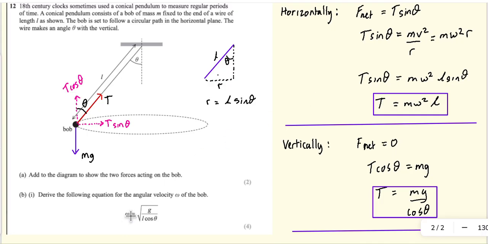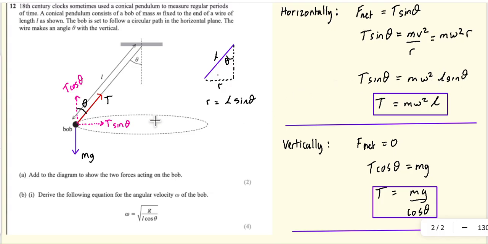Because this expression looks at angular velocity rather than tangential velocity v, I know I can write mv squared over r in a different way, which is m omega squared r. So I'm not going to use mv squared over r, I'm going to use m omega squared r. So T sine theta equals m omega squared, and rather than write r, I've written it in terms of L.